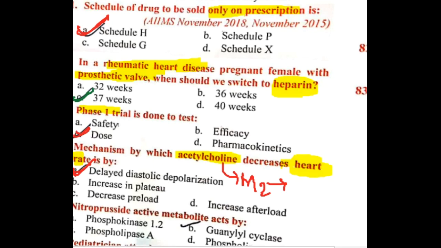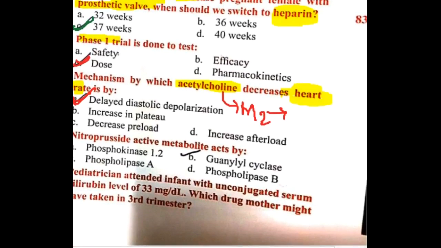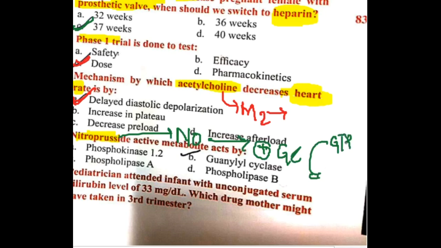Then next question. Nitroprusside active metabolite acts by: nitroprusside will actually produce nitric oxide. This nitric oxide activates guanyl cyclase, which converts GTP to cyclic GMP, thus causing vasodilatation. So obviously this nitroprusside acts by guanyl cyclase.